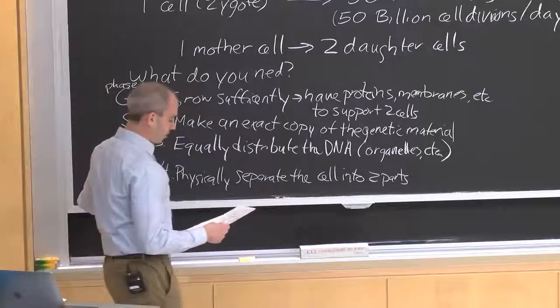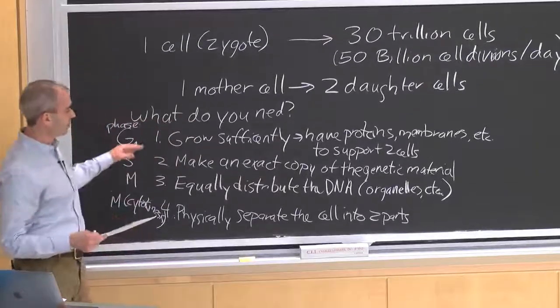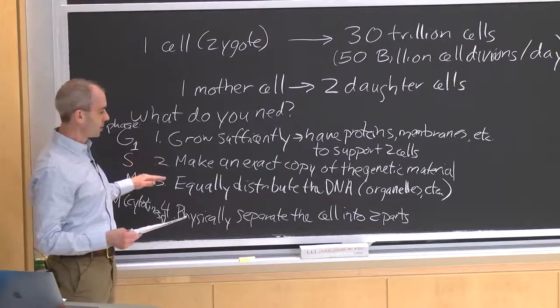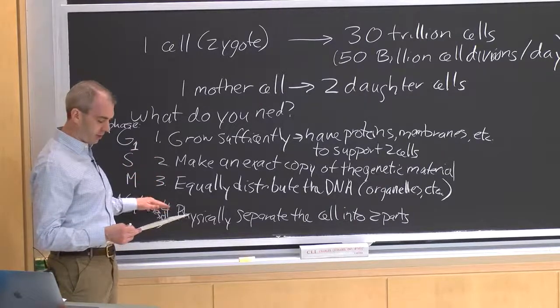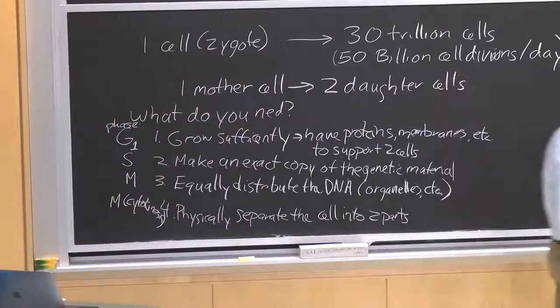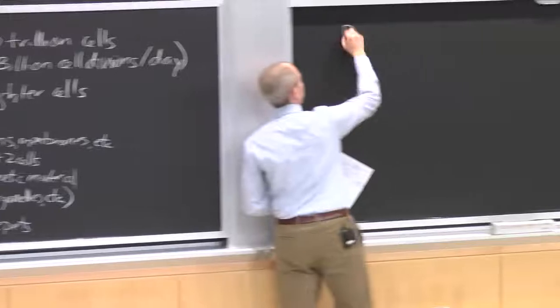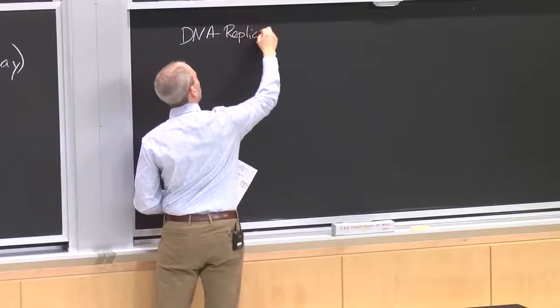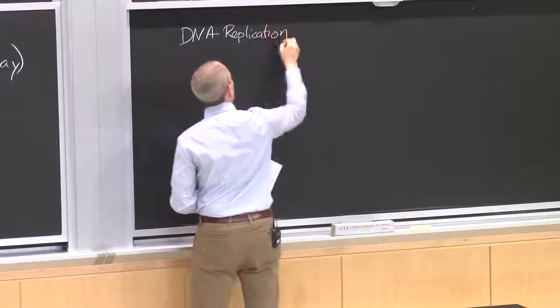So we're going to focus on particularly the three physical things here that you need to do for the DNA: to copy it, to distribute it, and then really to just physically separate it and divide it during cytokinesis. And today we're going to begin with the process of DNA replication. So if we're going to distribute it, we need to really make sure that we're making an exact copy.